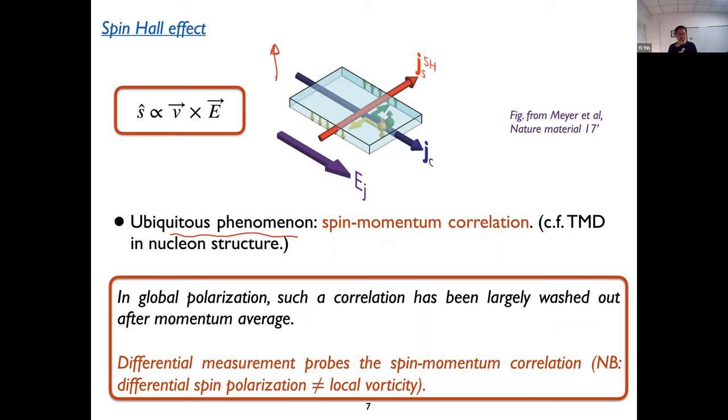In contrast, if you look at the differential measurement, at how lambda polarization behaves as a function of azimuthal angle and as a function of rapidity, such measurements indeed give a unique probe of the spin momentum correlations, almost by definition. Originally people assumed that the differential spin polarization reflects how the vorticity is distributed locally in the medium, but it turns out that this is not the case. What really gives the characteristic feature of the spin differential distribution is such spin momentum correlations.